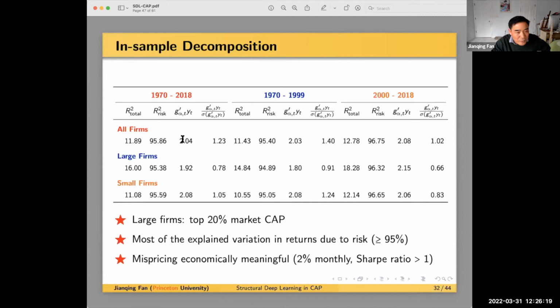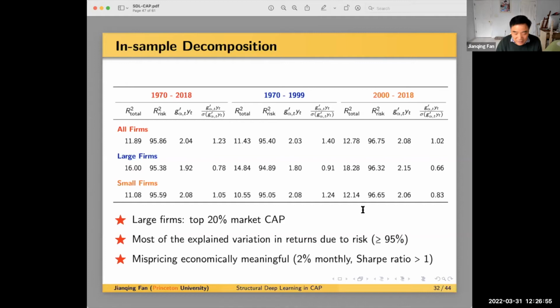So we control risk at 20%, and the Sharpe ratio is about 1.23. So this gives us an idea of the overall result. We also break it into periods, 1970 to 1999 and then to 2018, that's two periods, and also into big firms and small firms. So there are a lot of numbers there. The results are quite similar, even though there is a slightly decreasing trend in the Sharpe ratio, but this is expected.